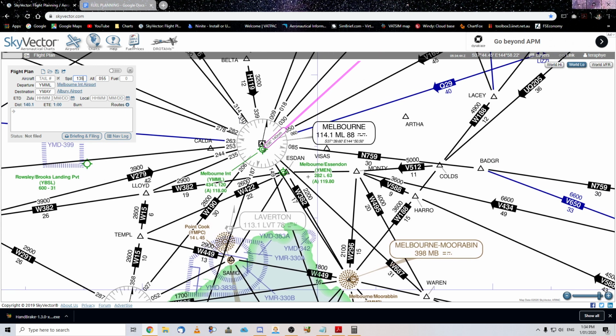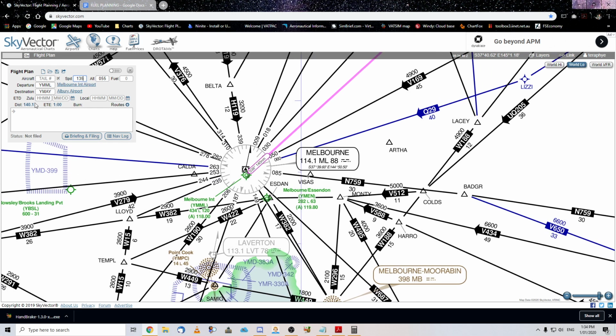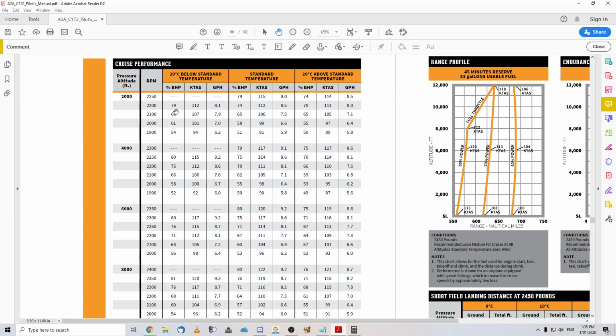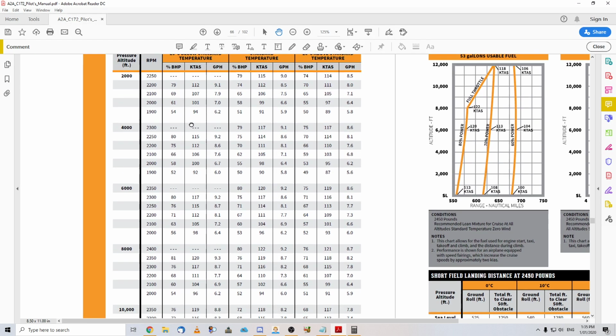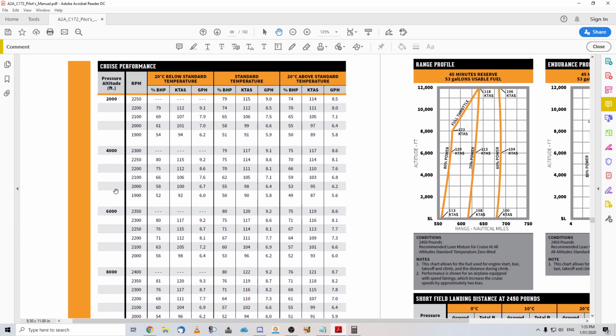But we know that between Melbourne and Albury is 140 nautical miles. Okay, and we know we want to fly at 5,500, but we don't know our speed. Okay, so we go back to our charts. And the first thing you've got to do is, you're at 5,500. We're going to be looking at 6,000 because 500 is not going to make much difference.